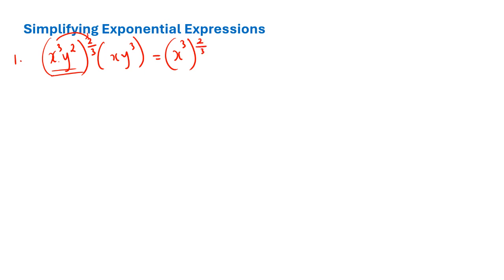This is just like distributing. So times y to the second power. So I'm now expanding to the 2 over 3 as well. Times, I'm going to get x times y. I'm just going to separate them to the third. All right, so this is what I'm going to do.